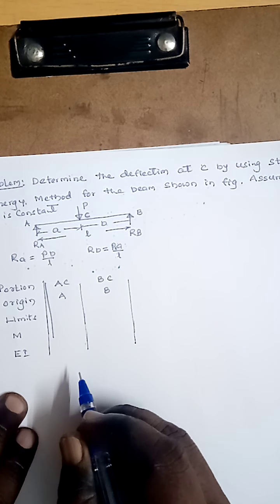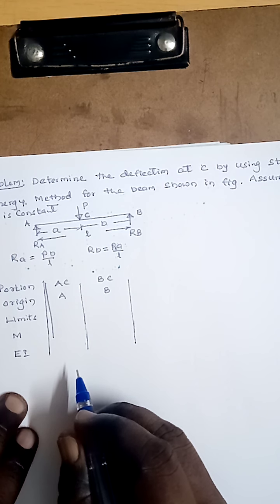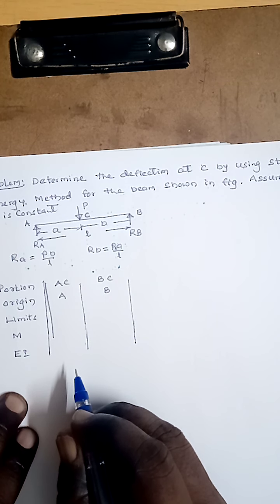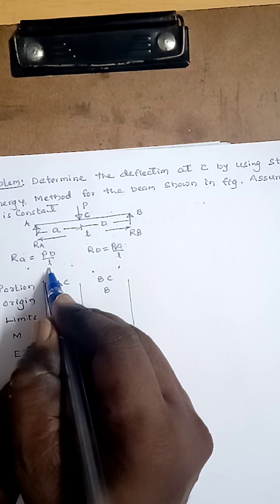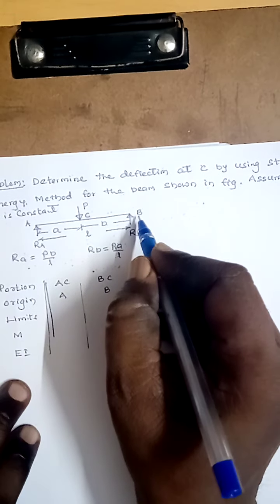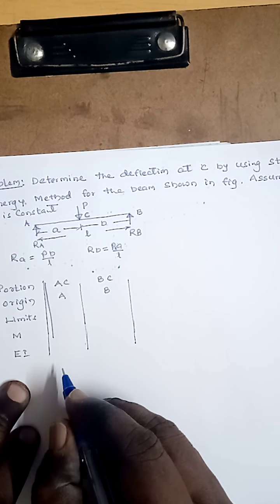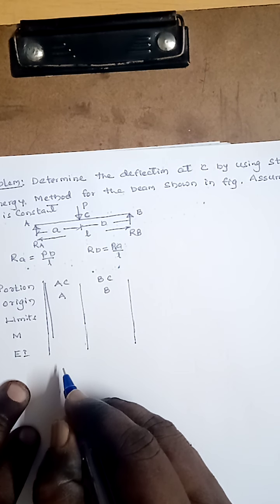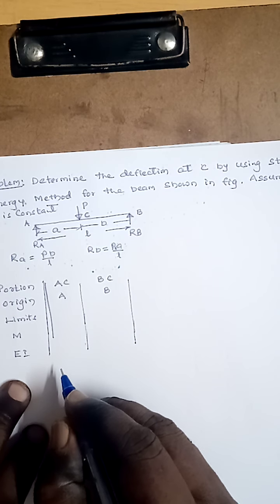Before going to calculate the bending moment or the strain energy, first we have to calculate the reaction. Here RA equals P into B by L. Similarly, RB equals P into A by L. To get the strain energy, first we have to calculate the bending moment.